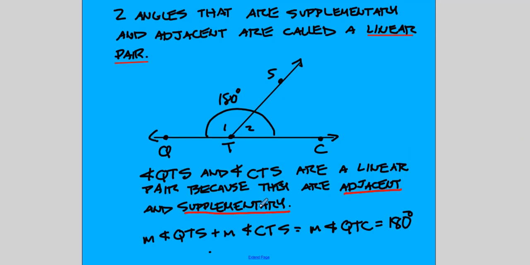So in this case, the measure of angle QTS plus the measure of angle CTS equals the measure of angle QTC, which is a straight angle, equals 180 degrees.